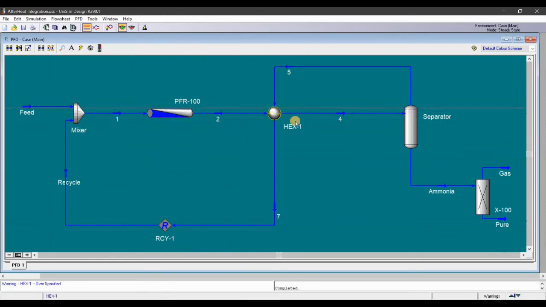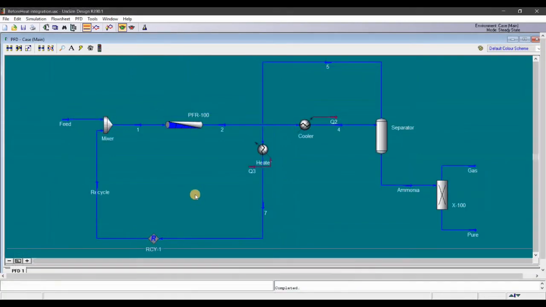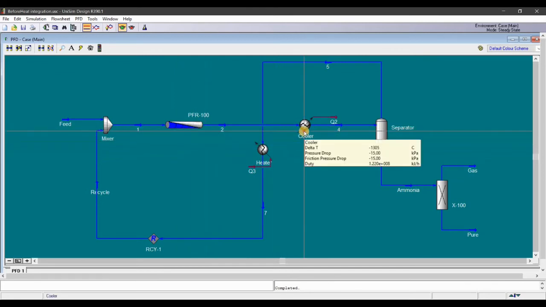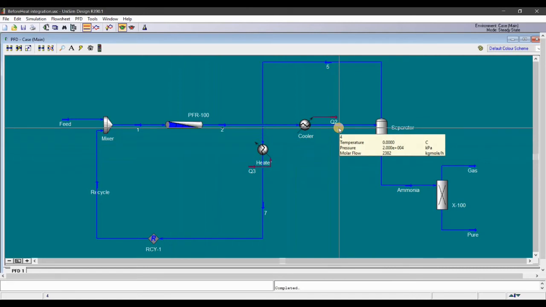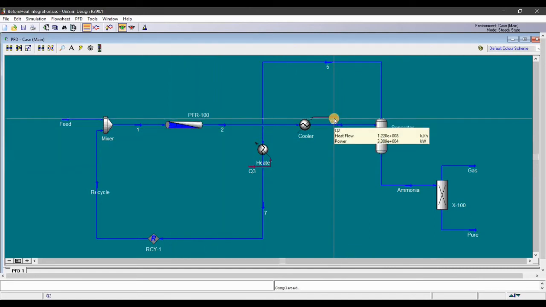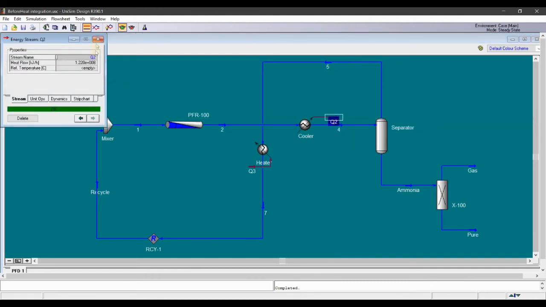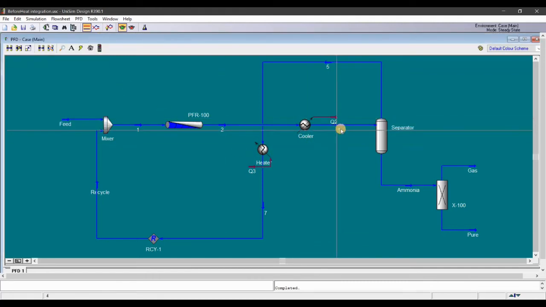Now this is for the heat integration. One without heat integration is this one. In this process, the only difference is instead of using a heat exchanger, we're going to use a cooler and a heater. In this case, it's going to be easier to specify the temperature, the outlet temperature, or specify the heat flow. In our case, the thing we specified is the outlet temperature.